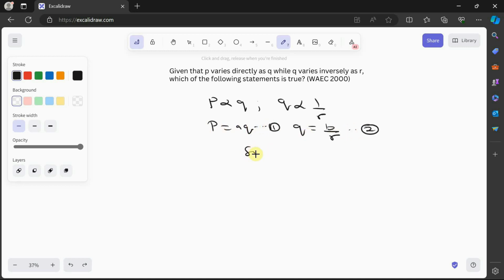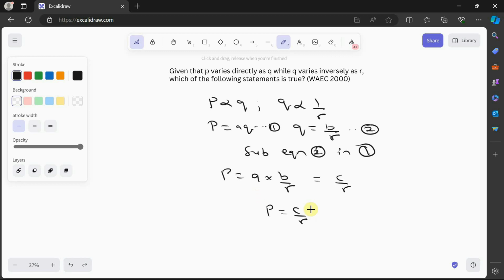If I wanted to substitute equation 2 in 1, what would that give me? That will give me P is equal to A times B over R. A is a constant and B also is a constant. A constant times a constant will always give us a constant. Like 1 times 3 is 3, a constant. 2 times 5 is 10, a constant. Whenever I multiply two constants, I'm going to have another constant. Let's say that other constant is C. So P is equal to C over R.